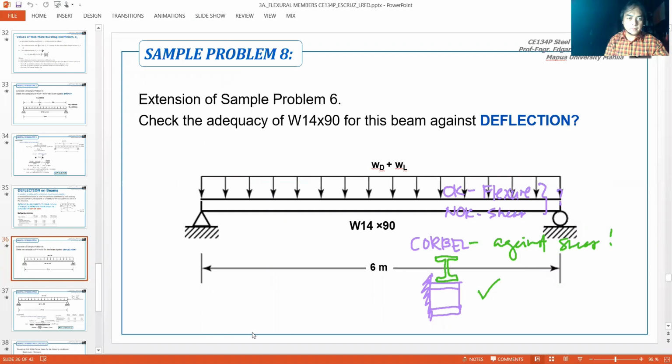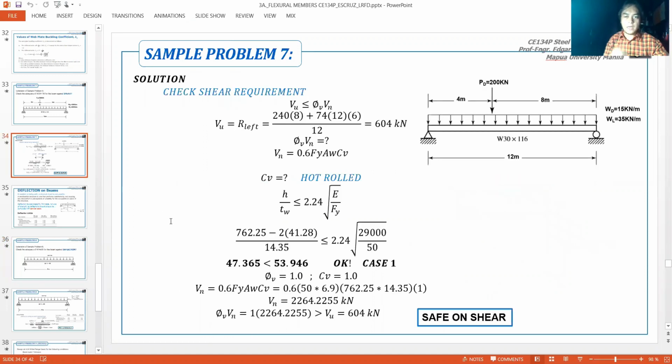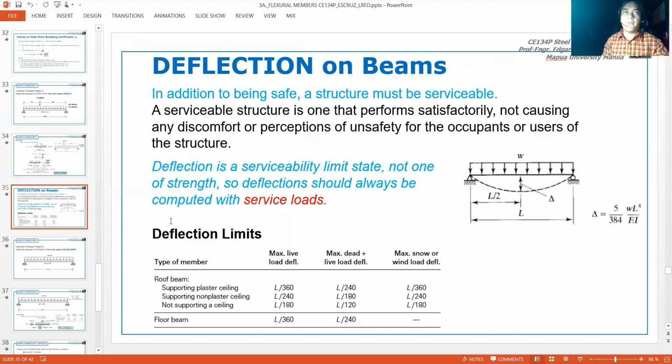Okay, after shear, so okay na tayo sa shear, no? So yung shear, para mabilis lang ang shear, parang susundan mo lang yung mga equation set by the code on determination of C sub V. Titingnan mo kung saan siya magko-qualify doon. Okay, so let's move into the third requirement on steel beams. And that is deflections. Okay, deflection on beams.